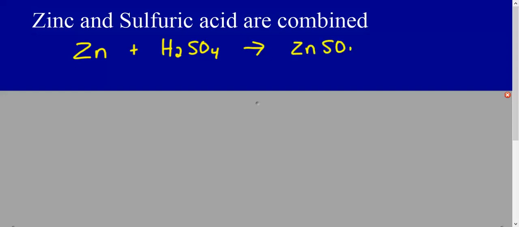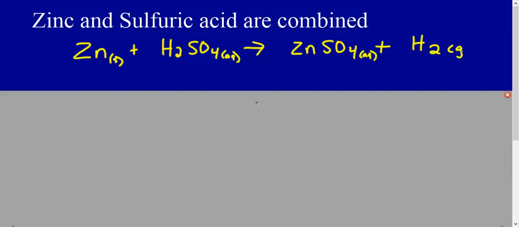You're given that zinc is put in a solution of sulfuric acid. First, check the activity series and make sure this reaction will occur. If you look at the activity series, you'll see that zinc is more reactive than hydrogen, so yes, this reaction will occur. Predict the products, zinc sulfate and hydrogen. Since hydrogen is diatomic, you put a 2 there. Now add phases. Zinc by itself is a solid. Acids are always aqueous. This will be aq, and hydrogen by itself is a gas.